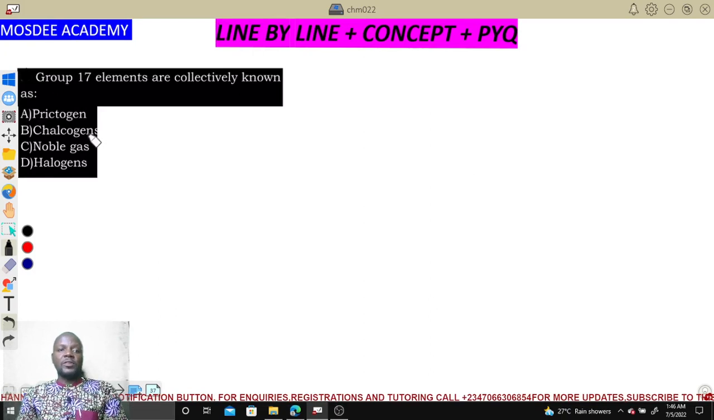Now, the next question is: group 17 elements are collectively known as dash. We talked about that just now. They are called halogens. We don't need to waste our time.